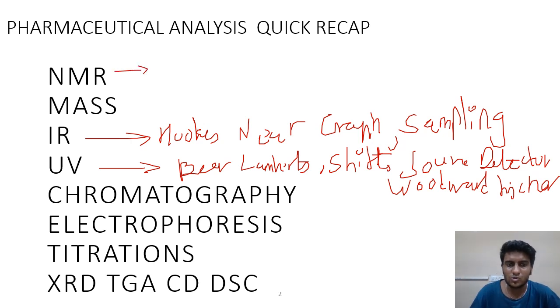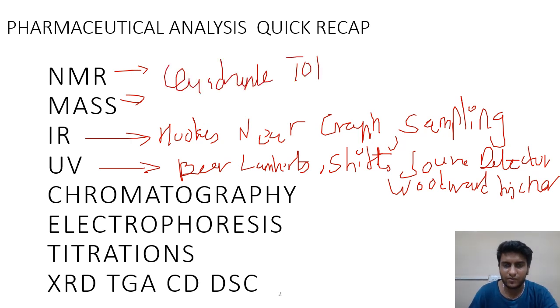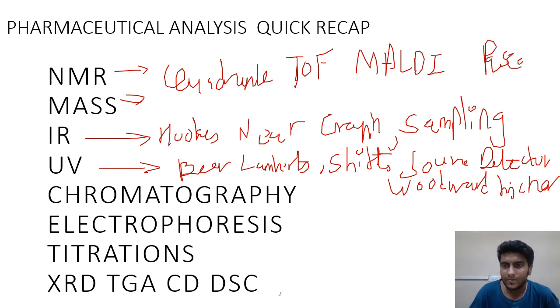In NMR spectroscopy and mass spectroscopy, you need to know what a radio frequency oscillator is, what a quadrupole analyzer is, and what time of flight, TOF, is. What is MALDI, matrix assisted laser desorption ionization? Then what is LCMS, an integrated technique, which is a hyphenated technique. You need to know what Pascal's triangle is.